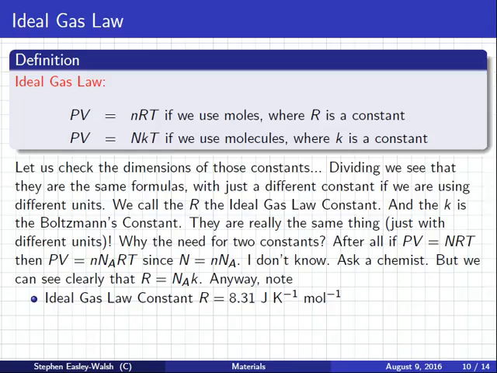And the only difference between the formulas is the constants. The first constant you know from chemistry already. When you're using moles, the R has a value of 8.31. When you're using molecules, the k has this value, 1.38 times 10 to the minus 23.